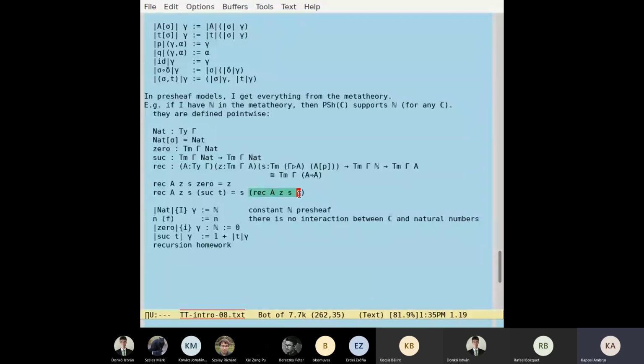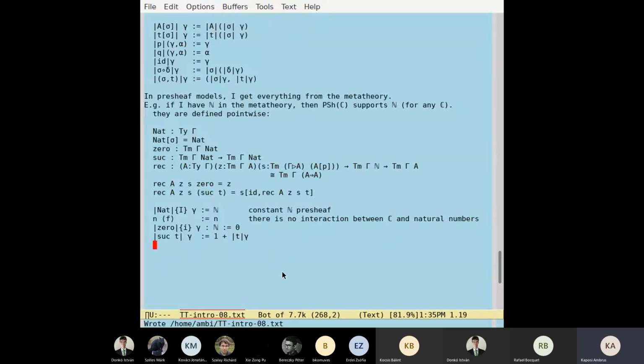Then it's like S, having a recursive call at one smaller object. But now because S is in this extended context and it's not a function like here, I don't use function application, but I need to substitute this by id comma this, right? So id just gives me this Gamma component, and the recursive call gives me another A, because the recursive call gives me a Tm Gamma A. Okay, so this is the definition of the recursion principle for natural numbers.